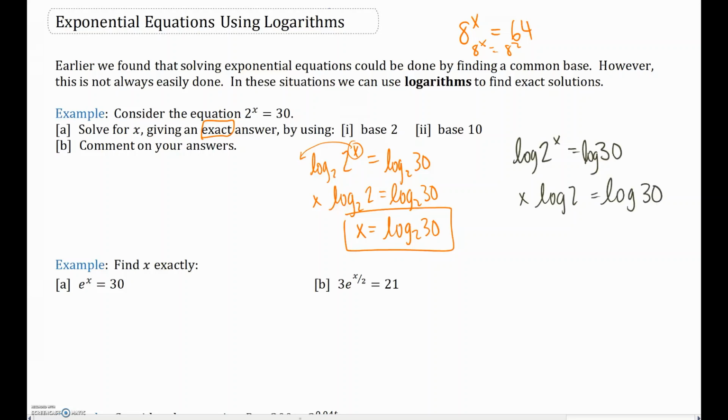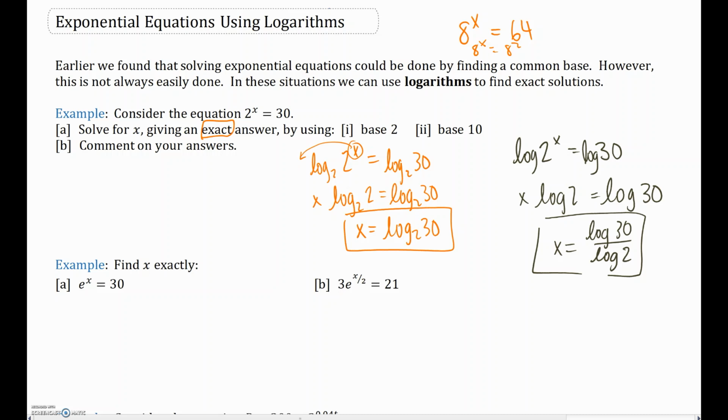Now realize that log 2 is just a number, some gross number on your calculator. Log 30 is just some gross number on your calculator. But x is your variable, so let's divide by log 2, and we get x equals log 30 over log 2, and that's it. That's as far as I can go, because again, put it in your calculator if you want. You're going to see it's a nasty decimal that goes on and on, and your calculator will quit at some point, so that's why it's an approximation and not exact.